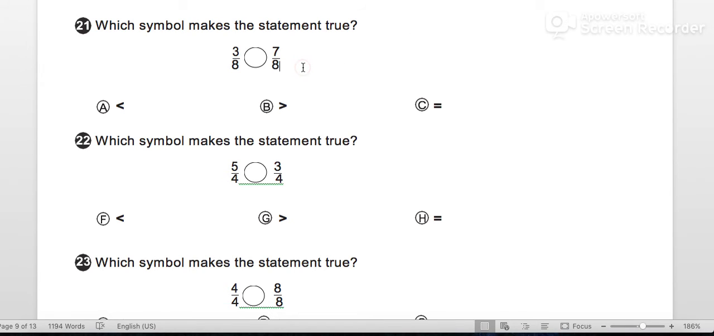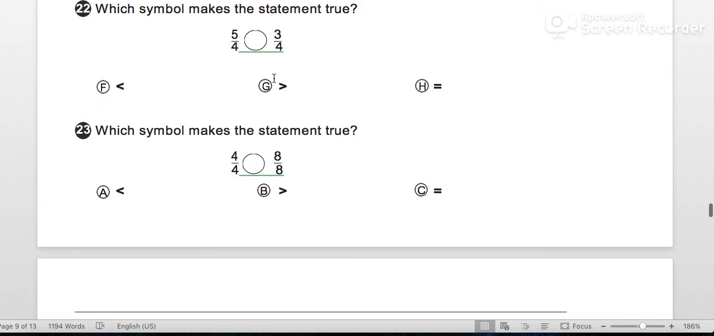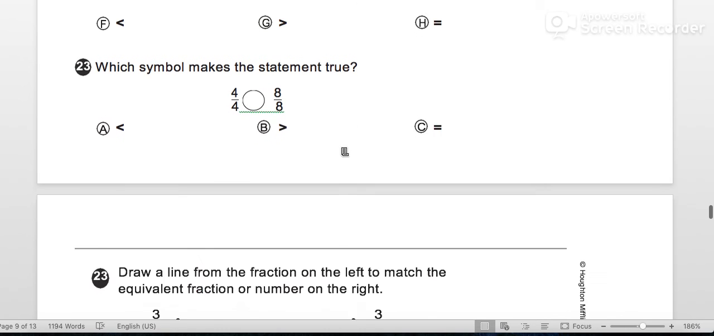Number 22, same thing, greater than, less than, or equal to. Again, denominators are the same, so think about which one is greater. Then you're going to fill in the dot for that symbol. If you want to write the symbol in the box, you can as well. Which symbol makes the statement true?